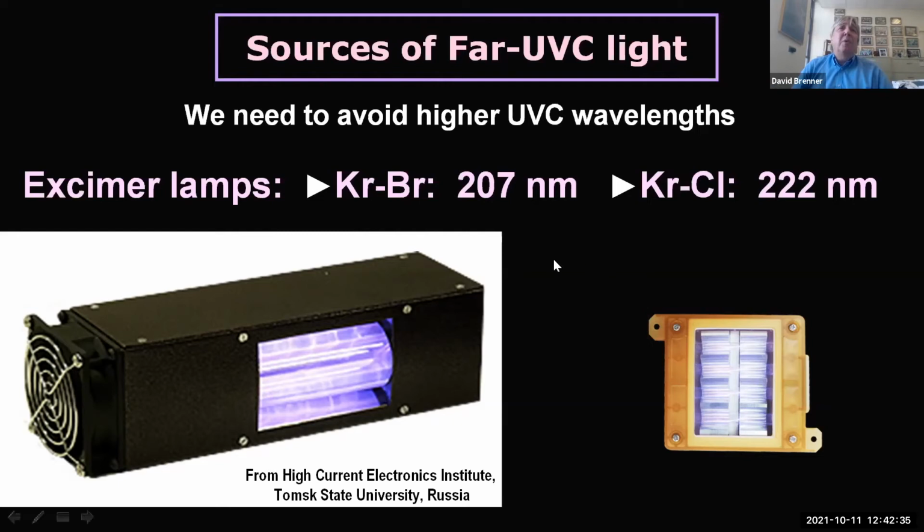But in more recent days, the manufacturers are really focusing on 222, and their lamps are increasing in efficiency and decreasing in cost. So a typical lamp from a manufacturer now costs about $200. At the beginning of the COVID crisis, if you'd asked that question, it would have been $1,000 or maybe a bit more.